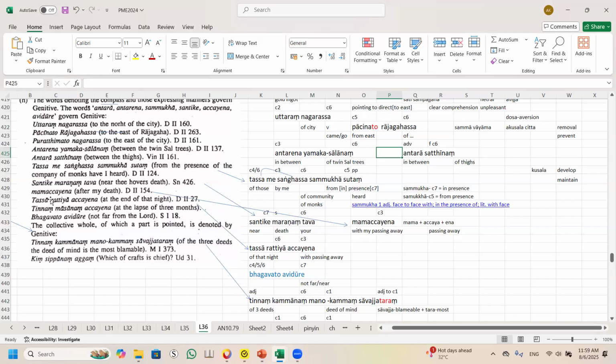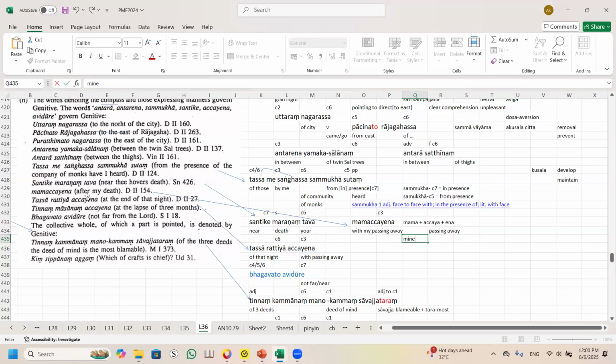So the next line is this one. This is Mama Chayena. Can you see, I break it down for you because this is a compound. Mama means mine, from the word ahang, mine. So technically Mama is mine. And this one is Achaya. Achaya is passing away. So you could translate this as my passing away.